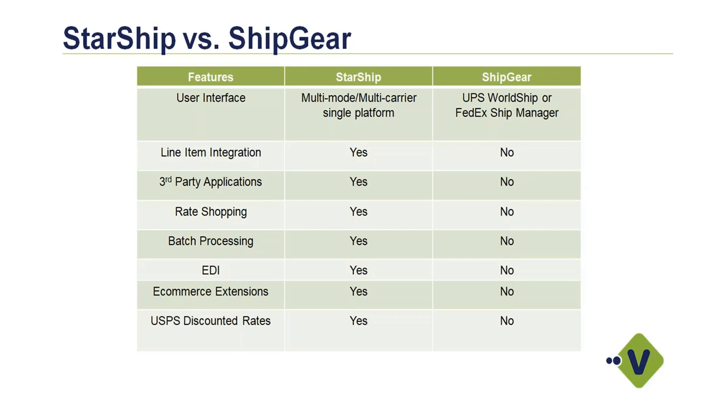Finally, we have the USPS discounted rates. If you license StarShip, the post office module comes standard with the program, so you have the ability to do a cost comparison between the post office and UPS and FedEx rates. I think you'll find that the post office can be very competitive, especially as we're entering into this world of dimensional weight, where you're being charged by the amount of space it takes up on the truck versus the weight. The post office is a great alternative for certain types of packages.